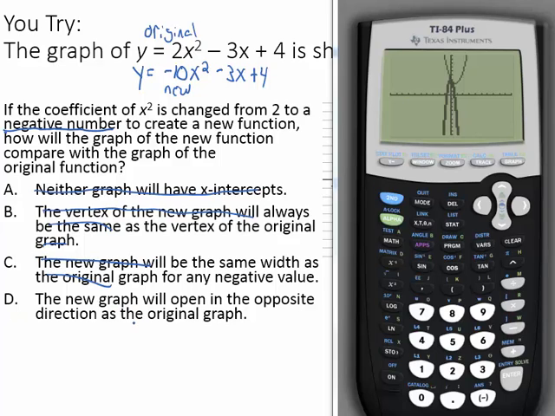And D says the new graph will open in the opposite direction as the original graph. Well, the original graph opened up, the wider part was going up, and the other one's facing down. So the openings are opening in different directions. So D is the correct answer choice.